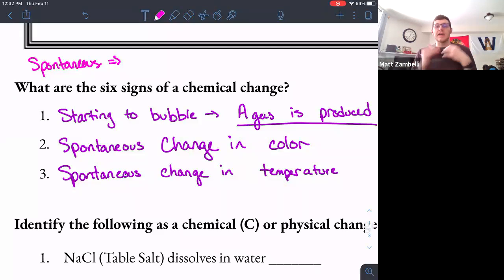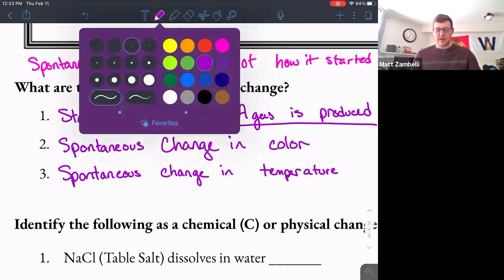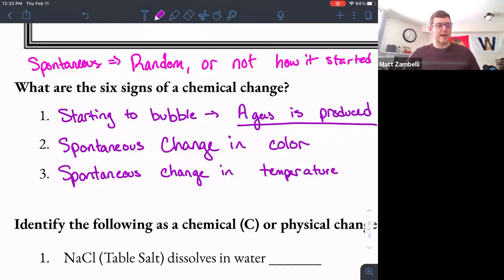It happens instantaneously. It happens right away. It's random. It wasn't planned. So it didn't look like that before. So when we're talking about spontaneous in chemistry class, we're going to be talking about it in terms of it was random, or not how it started.